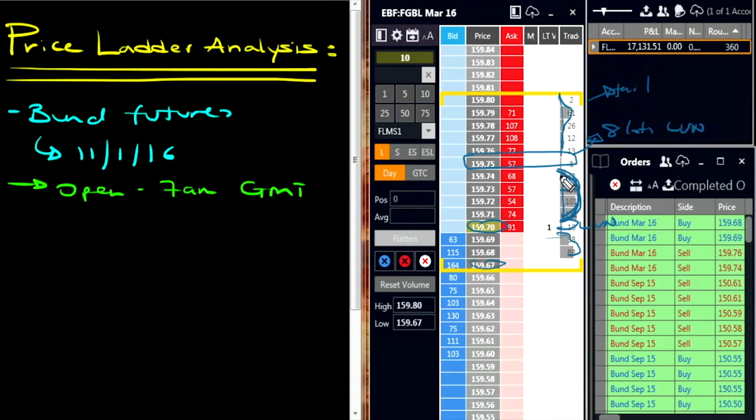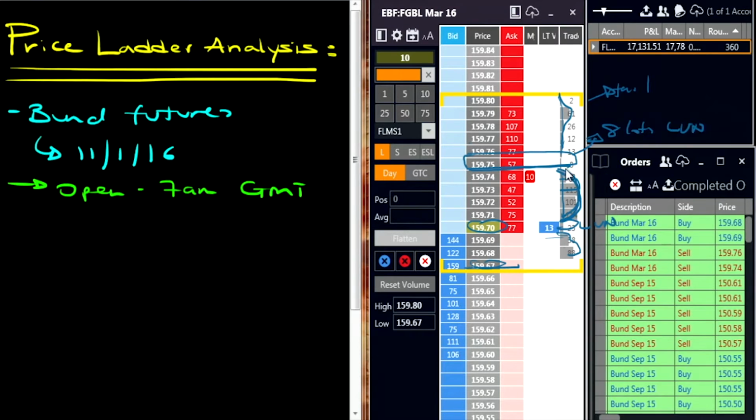Now, given this is our structure, effectively it seems like we're trying to auction between this area, between 159.74s and 159.67. So what I'm going to do here is I'm going to put in an offer at 674s just ahead of that LVN, and another little offer just ahead of the open.